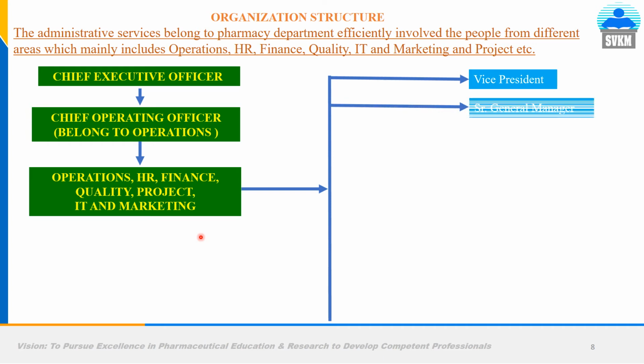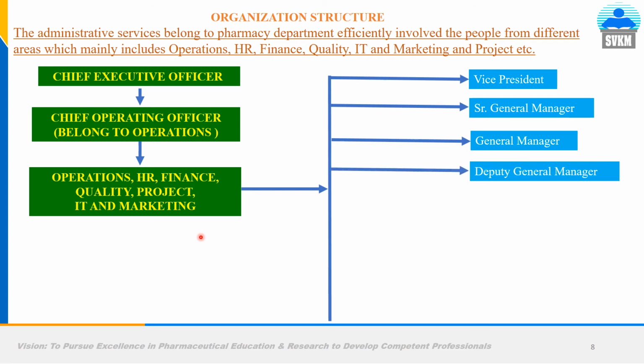Next, just below the vice president is the senior general manager, who is also a part of administrative services. The vice president and senior general manager are the administrative part of a hospital pharmacy. Then next to the senior general manager, there is a general manager, also called a GM. Just after the GM, there is a deputy general manager, abbreviated as DGM.